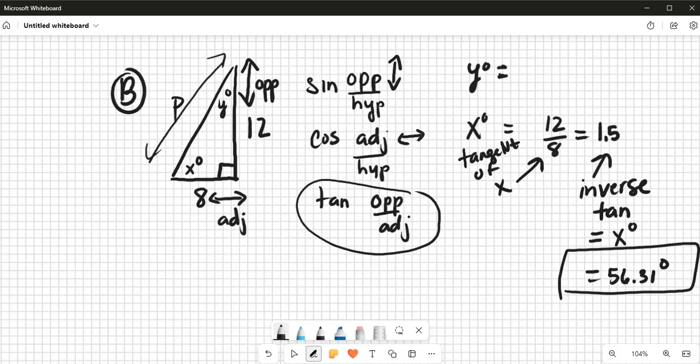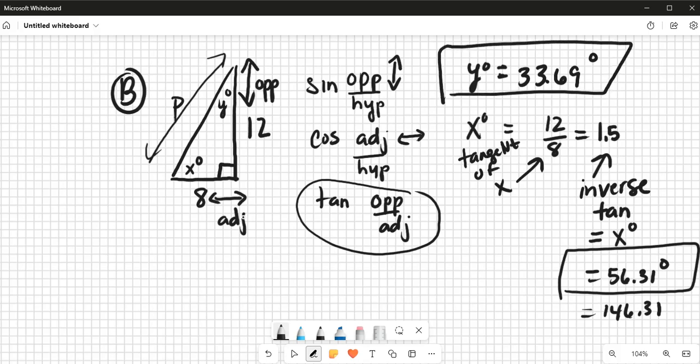Since we know that this is 56.31, if we take that 56.31 and we add 90 degrees to it, that gives us 146.31. And then we subtract that from 180. That gives us 33.69. So 33.69 degrees is angle Y. And angle X is this 56.31 degrees.